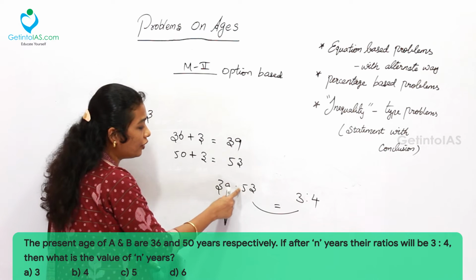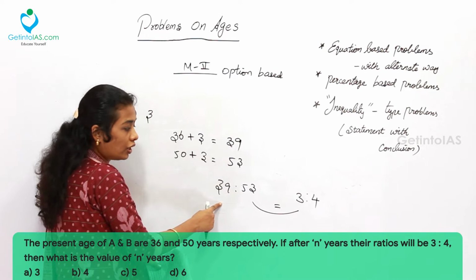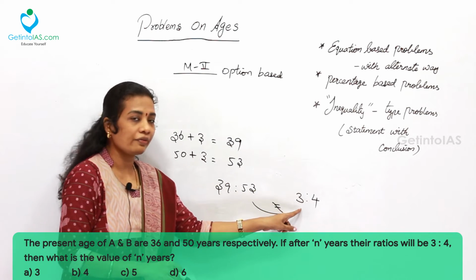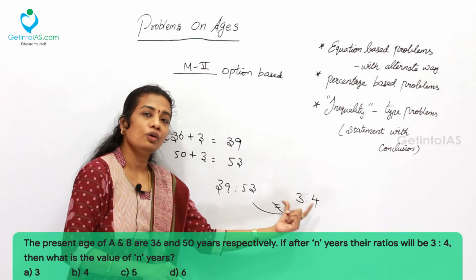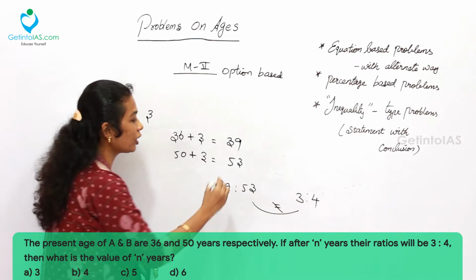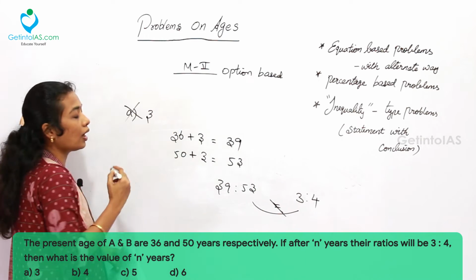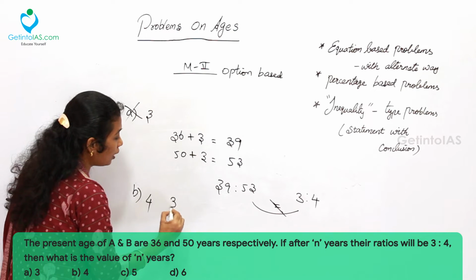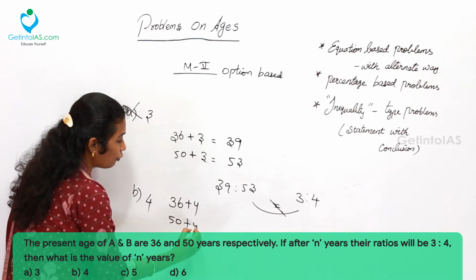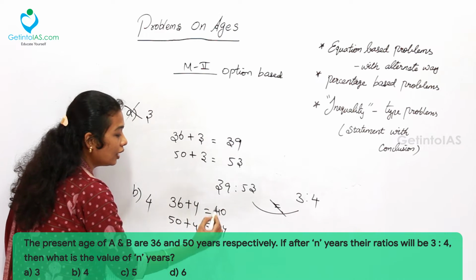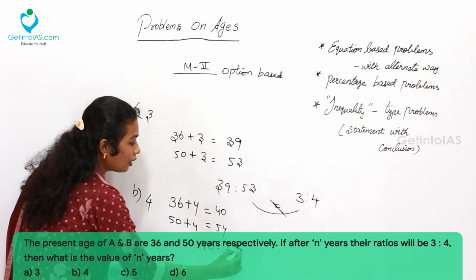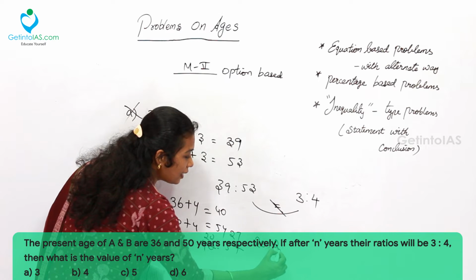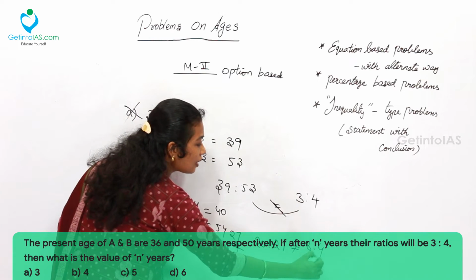Yes, definitely not, because 53 is a prime number and 39 can be divided by 3. So the full calculation is not required at all. You must know whether it is possible to get the ratio of 3:4 or not. As soon as you find this, you can say this is a wrong one. Option A eliminated. What about option B then? Option B is 4. Again the same thing: 36 plus 4, 50 plus 4, 40 here, 54 here. Cancelling the ratio, I can say that it is 20 to 27, which is not equal to the desired ratio 3:4.